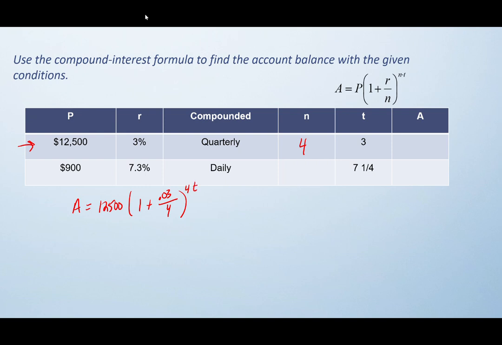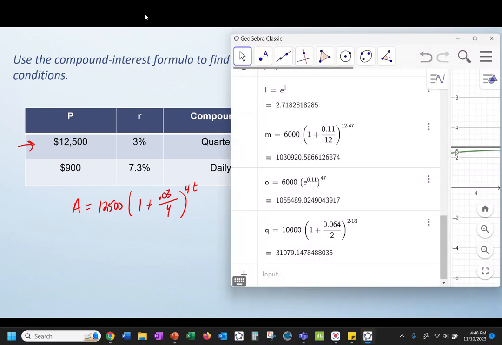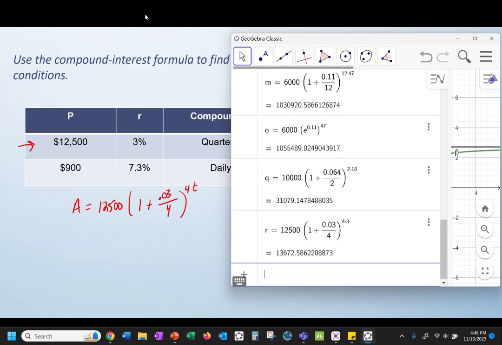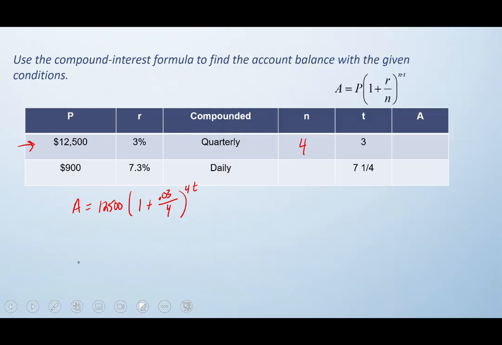So let's pull up GeoGebra. And we've got 12,500 times 1 plus 0.03 over 4, to the 4 times 3, since we were leaving it in for 3 years. And so that $12,500 is only going to turn into $13,672.59. So interest rate makes a big difference.